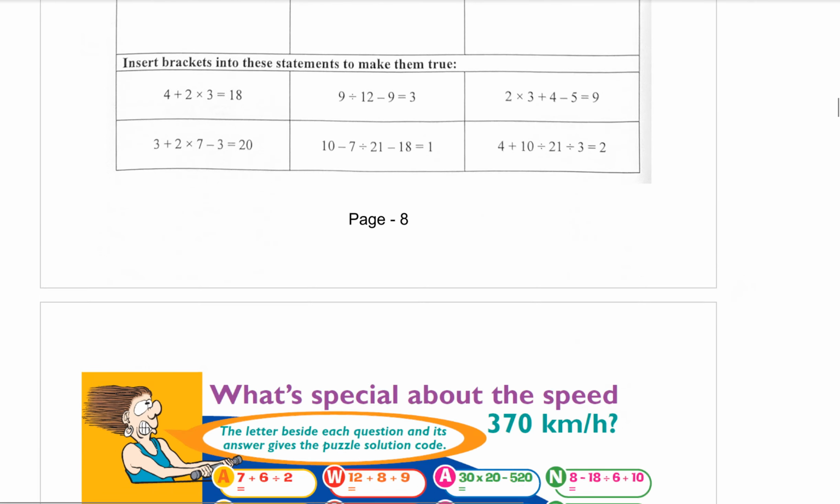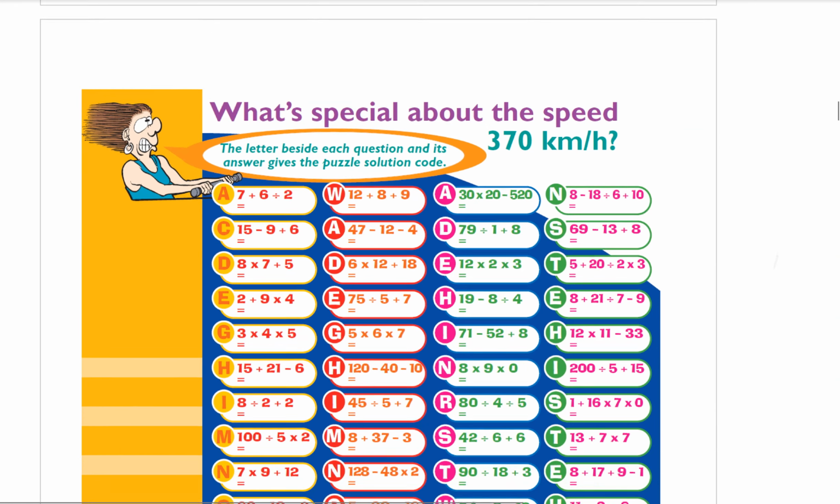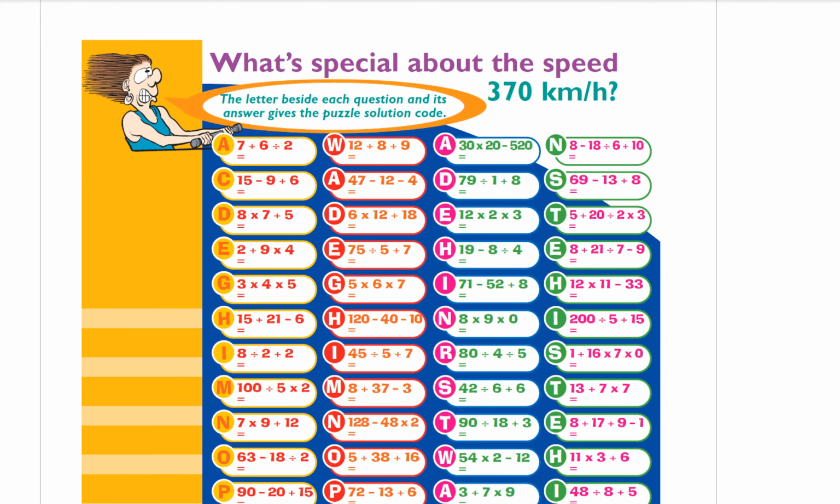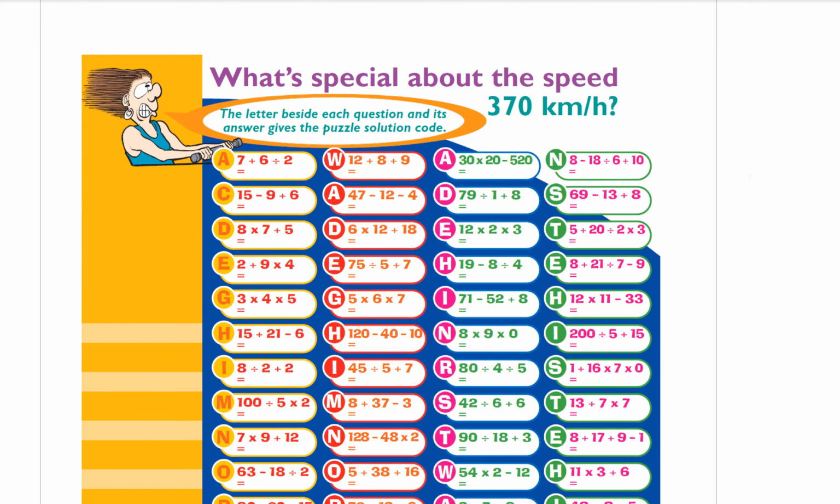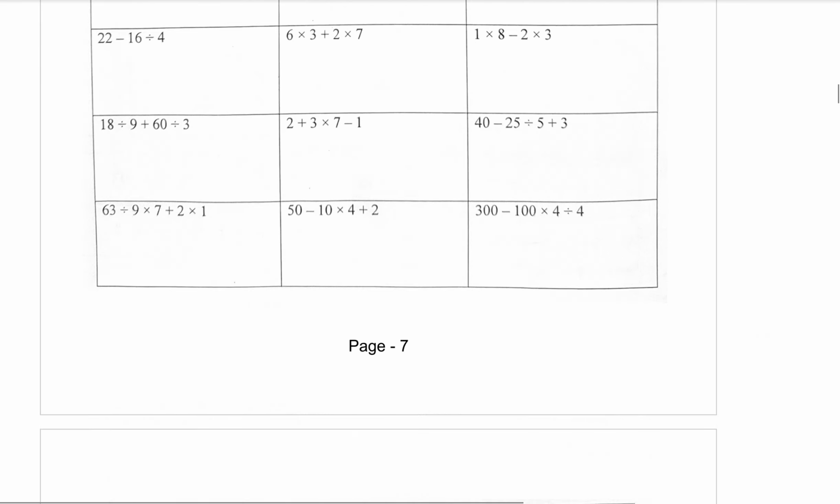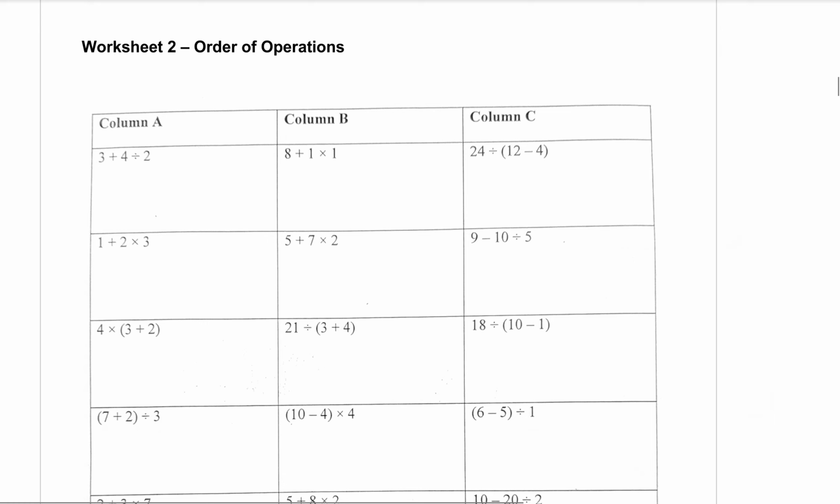If you have the time, you could also do column B. So that's for both page 7 and page 8. And page 9 is if you have extra time as well. So it's an optional one for those of you who would like to try it. It's a bit of a puzzle here with order of operations. Okay, so optional one. But please do at least columns A and C of those first 2 pages.